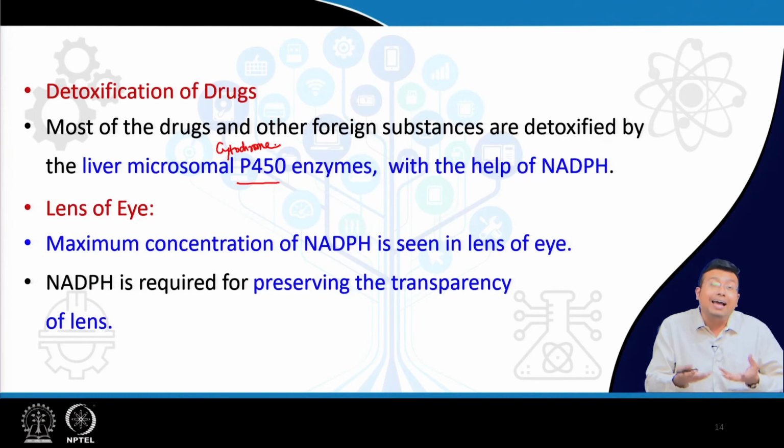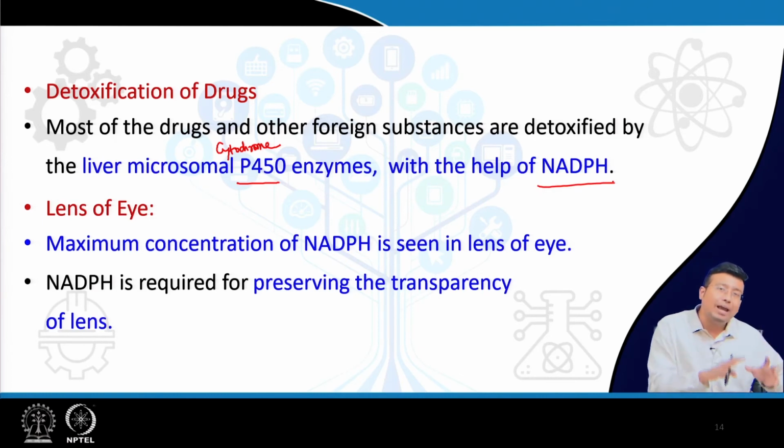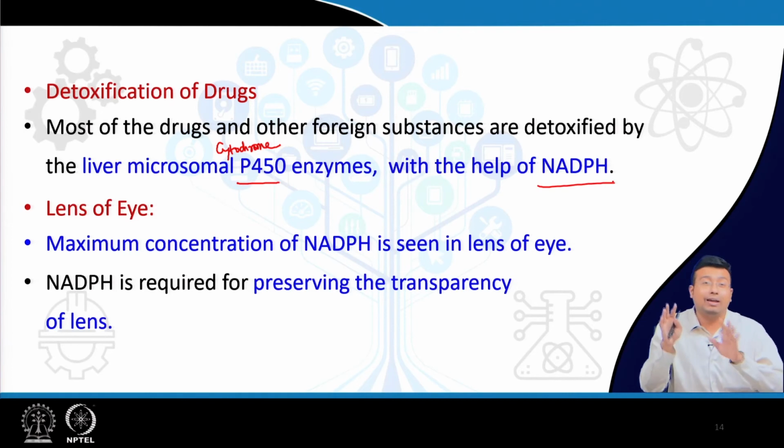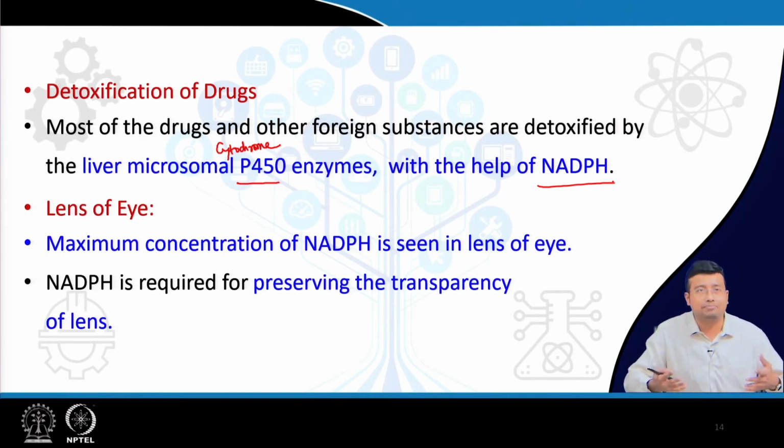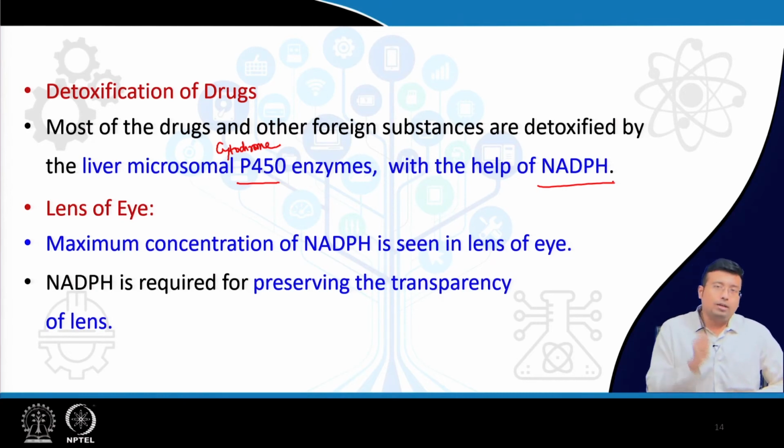And who helps in this cytochrome P450 system? Again, NADPH. So, if there is no NADPH, there will be no detoxification of drugs, or very reduced detoxification of drugs using the cytochrome P450 microsomal enzyme system, and suddenly all the drugs will have more and more side effects.